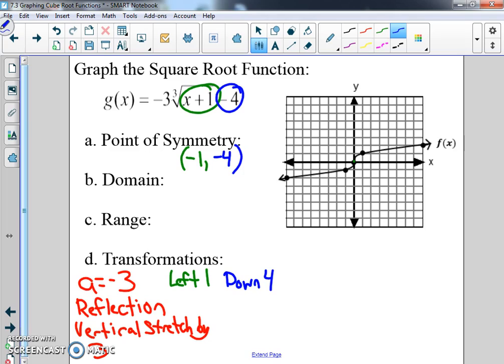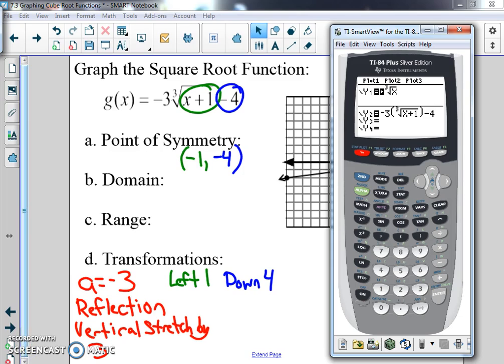So negative 1, down 4: 1, 2, 3, and 4. That will be my new point of symmetry. Now again, I should start high and finish low if I do this correctly. So let's go ahead and enter this into our calculator. Our values are now in our calculator. We're going to graph it, zoom 6, just to see how it looks, to make sure our assumptions were correct.